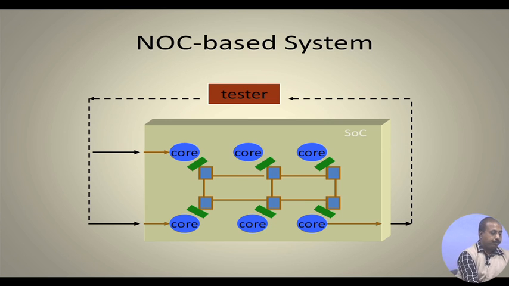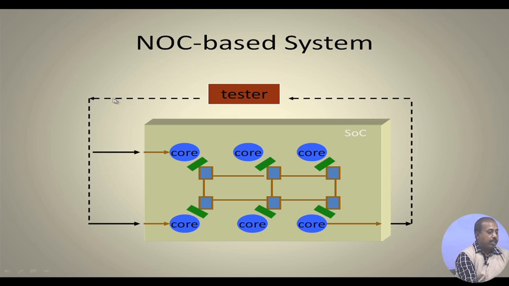So, whatever communication is going from this core goes to the corresponding NI, and this NI converts it into a format which is acceptable to the underlying network. Through the underlying network, the packets traverse to the destination, and at the destination they are combined again to get back the message and delivered to the destination core.